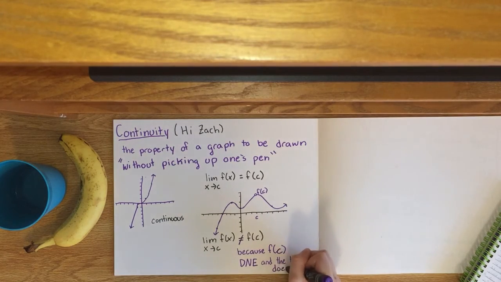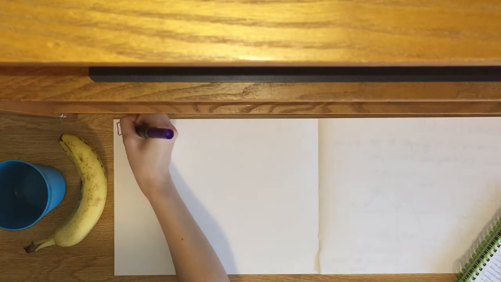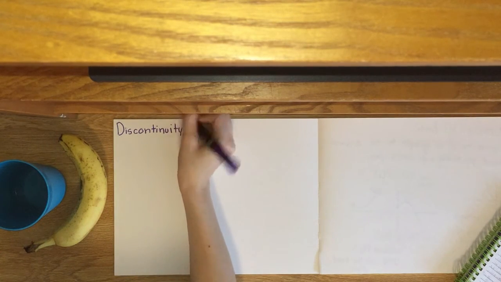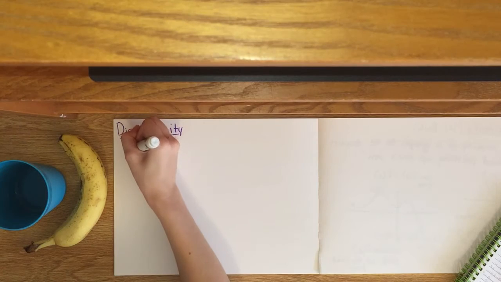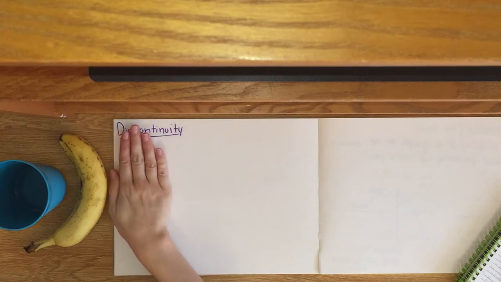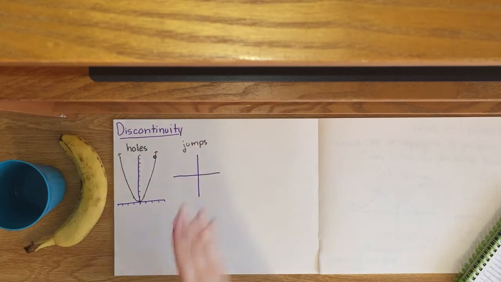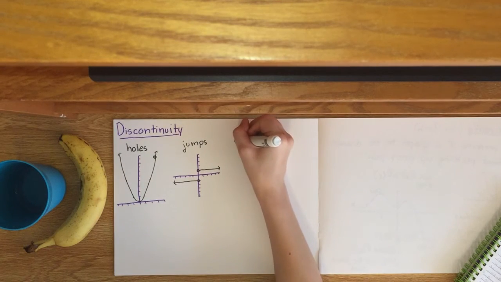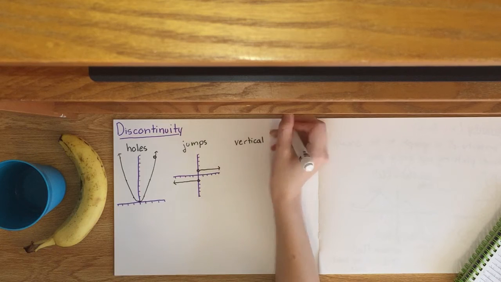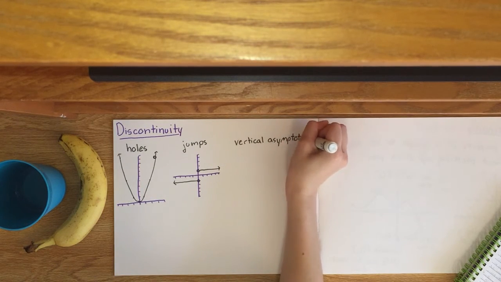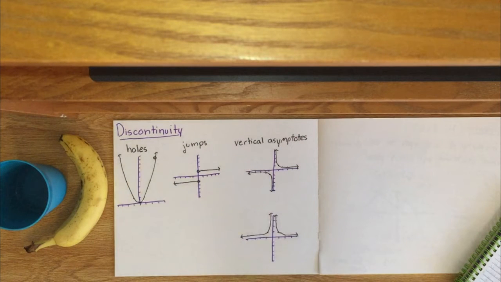A discontinuity, on the other hand, is the total opposite of a continuity. And there's three specific types of discontinuity that we typically talk about in calculus. The first is holes, which is a specific point where something is not defined. Jumps, where the y value is totally different from one point to the next. And vertical asymptotes, where at a specific x value, the function goes either to positive infinity or negative infinity, or both.